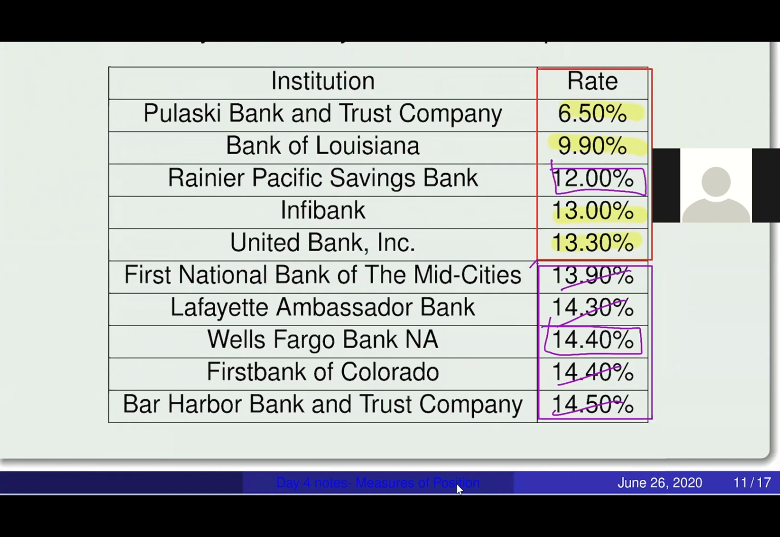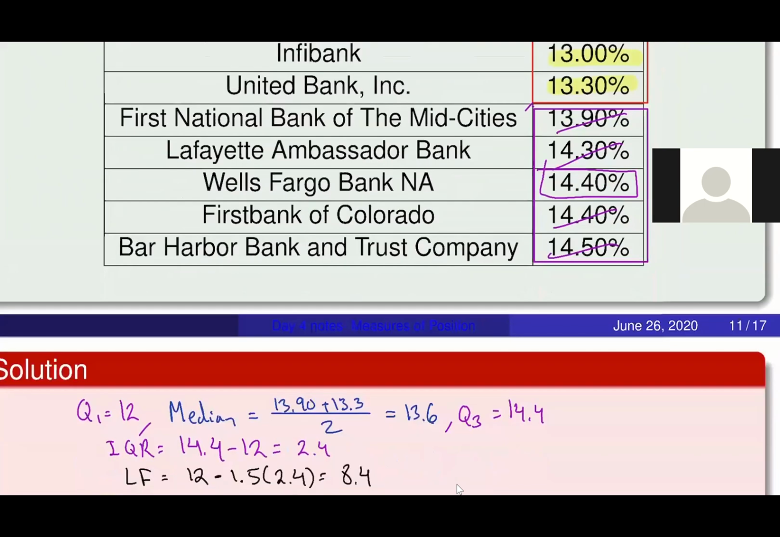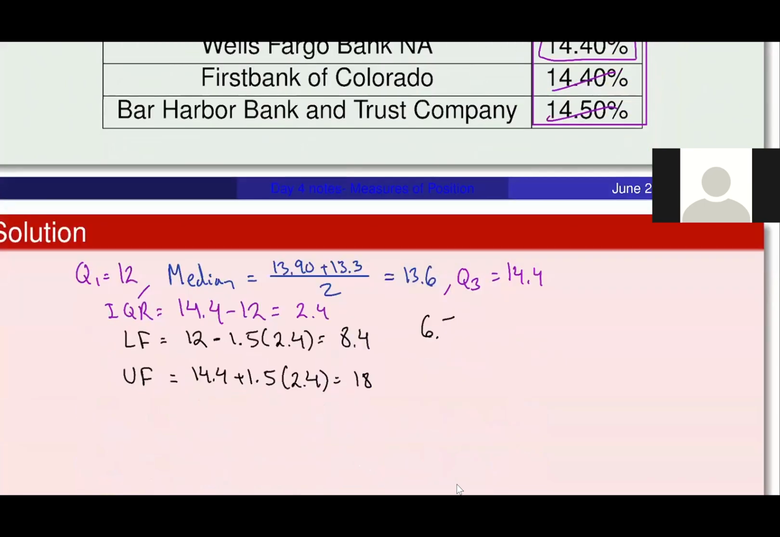We don't? So we don't see any potential outlier? 6.5. There you go. So the 6.5 will be considered a potential outlier. So let's say 6.5% is a potential outlier. Cool. If you look at it, that's the only potential outlier that we have. So we're all done with that one. Any question in regard to the last problem?